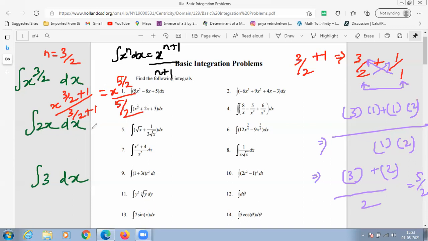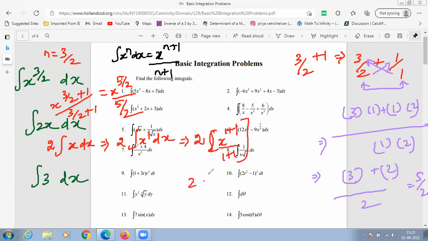And for 2x dx, take the 2 outside and just keep the x alone. Integration of x is, you can write x as x power 1, and it's going to be x power 1 plus 1 upon 1 plus 1, which is x power 2 upon 2. So cancel out the 2's, and we'll be getting x square as the result for the 2x.